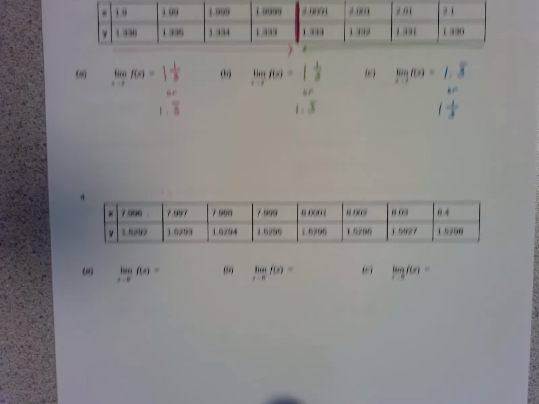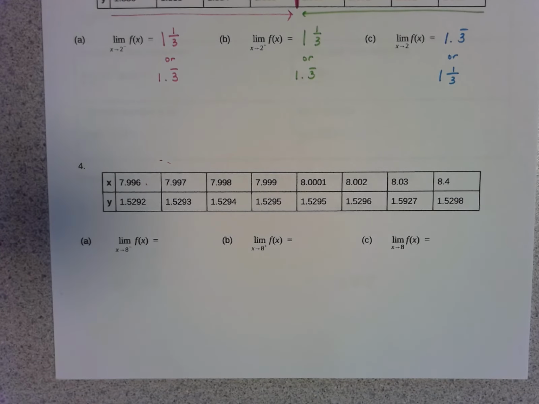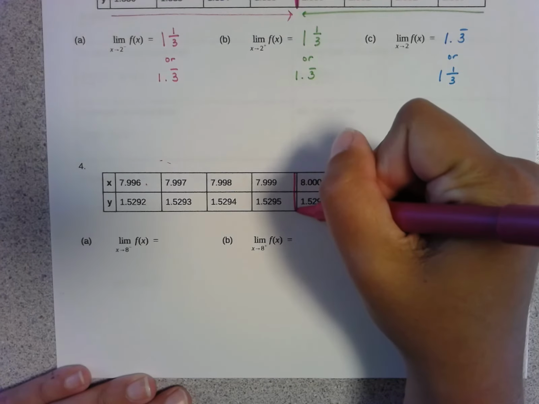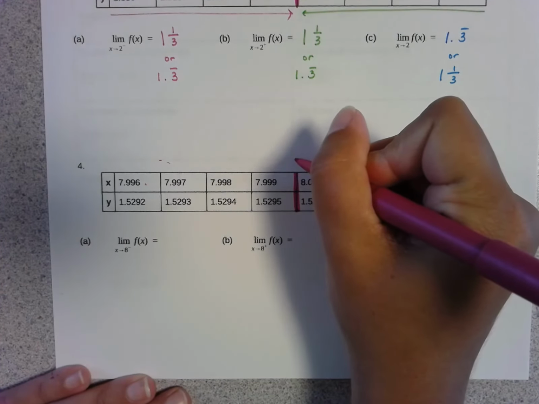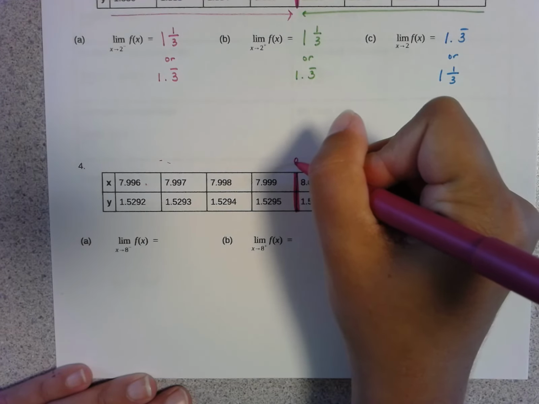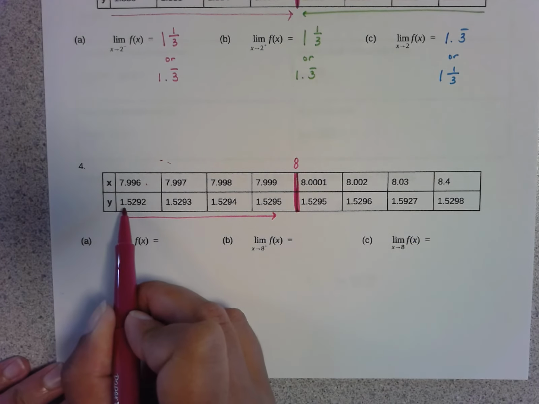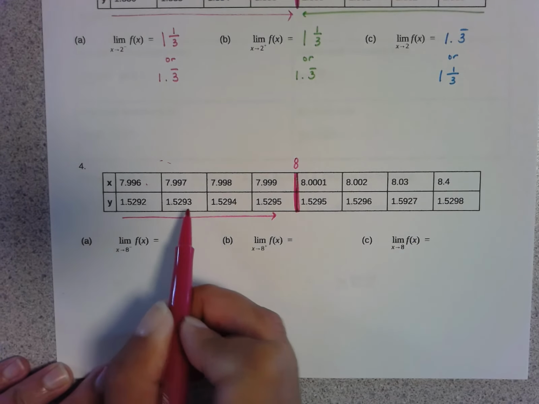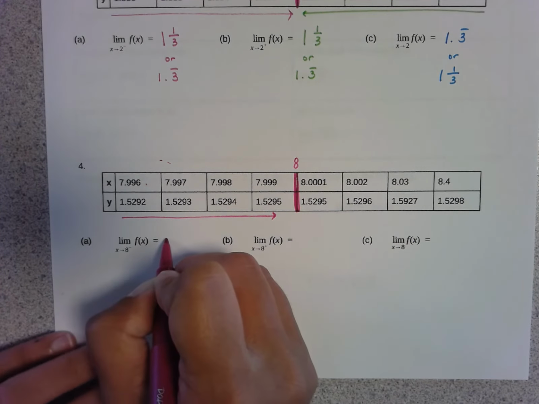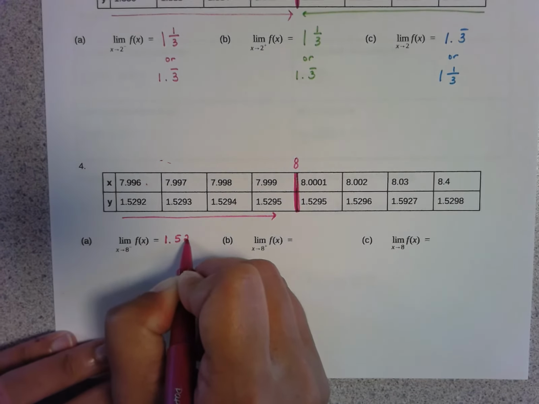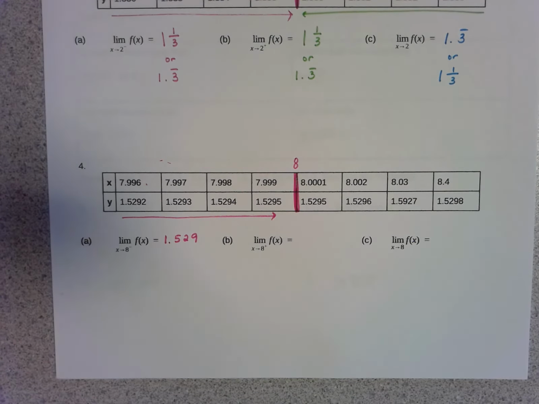Last but not least, for problem number 4, we're trying to find the limit as x approaches 8, which would fall in between the 7.999 and the 8.00001. If we approach that box from the left, we've got 1.5292, 1.5293, 1.5294, 1.5295. So it seems like my limit would be 1.529, because that's the part that's staying the same this whole time.